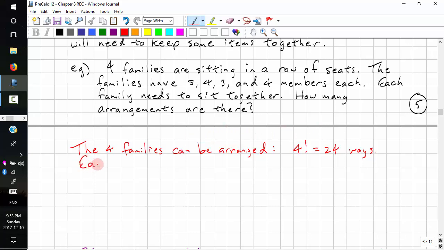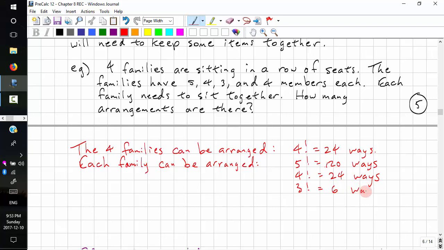Now each family can be arranged. So the first one is 5 factorial. That's 120 ways. Second family is 4 factorial, and we already know that's 24 ways. And we have 3 factorial. That's 6 ways. And we have 4 factorial again, and that's 24 ways.